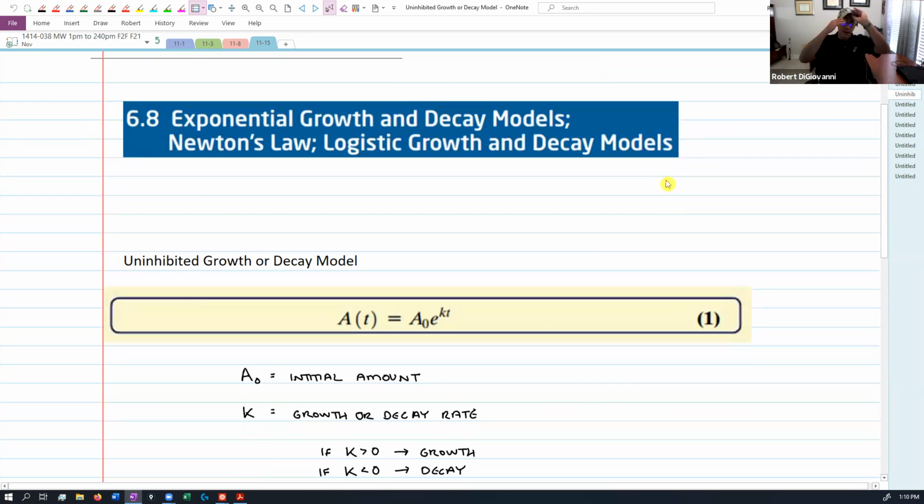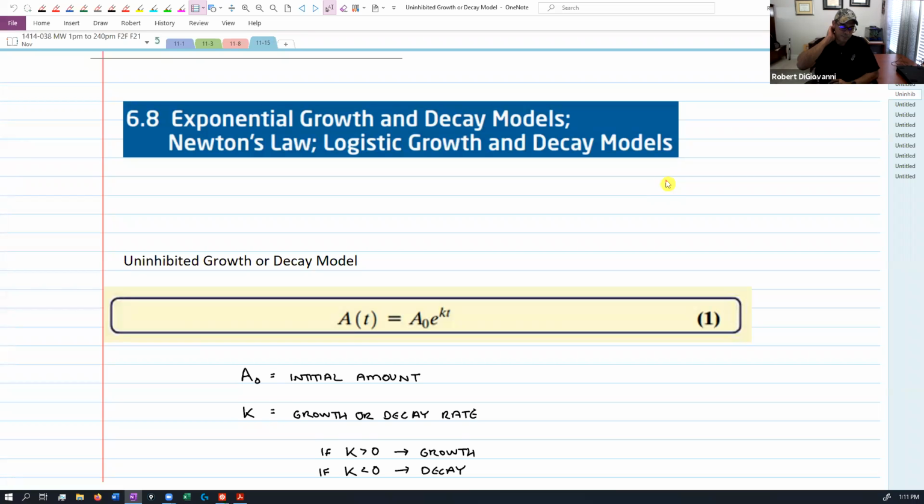So we're talking about exponential growth and decay models. We're also going to talk about Newton's law, which is actually called Newton's law of cooling. And then there's something called the logistic growth and decay model. So there are three main topics here: exponential growth and decay, Newton's law of cooling, and logistic growth and decay. Those are the 3 main topics.